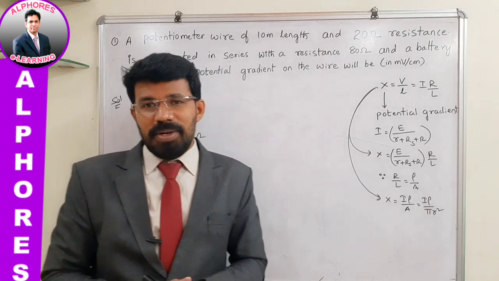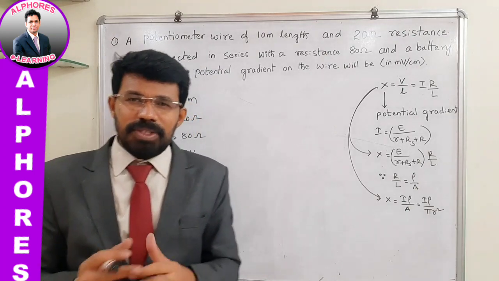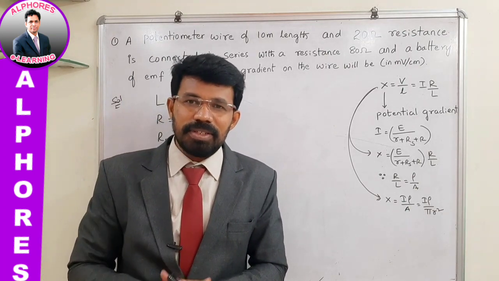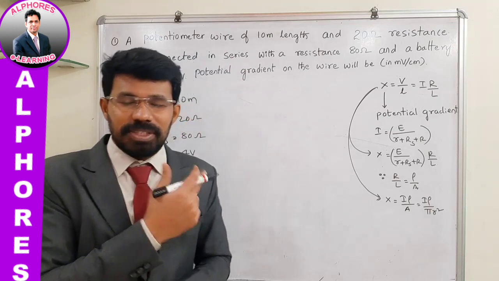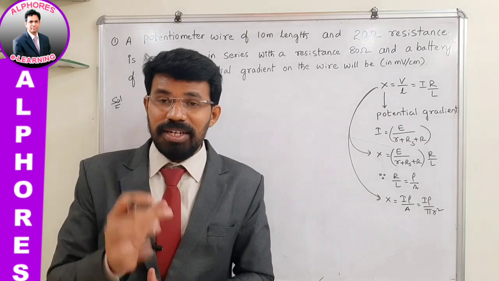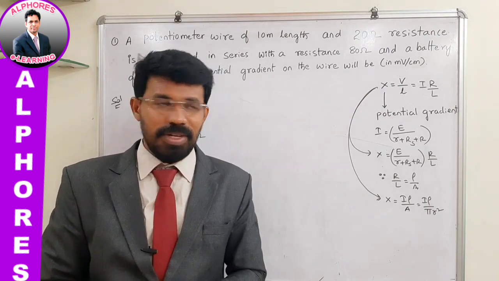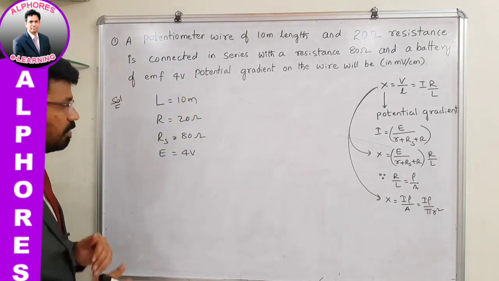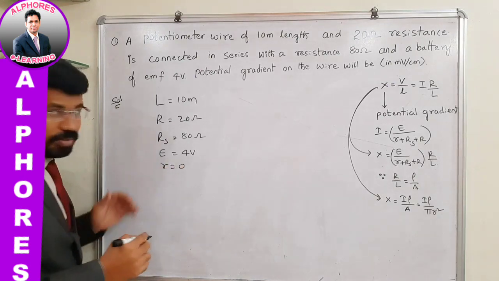Remember students, if no information regarding internal resistance is given in the question, it means the cell taken in the question is an ideal cell, and for an ideal cell the internal resistance is 0. So small r is equal to 0. That's how you can start.